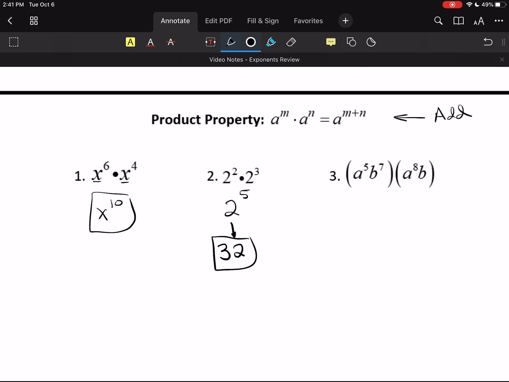Now, looking at number 3, I have multiple bases here. So I have a times a, so those same bases I'll combine. And that gives me a total of 13 a's, so a to the 13th. And then I have a b and a b, so 7. Remember, when there's no exponent, there's really that 1 there. So I would have b to the 8th.